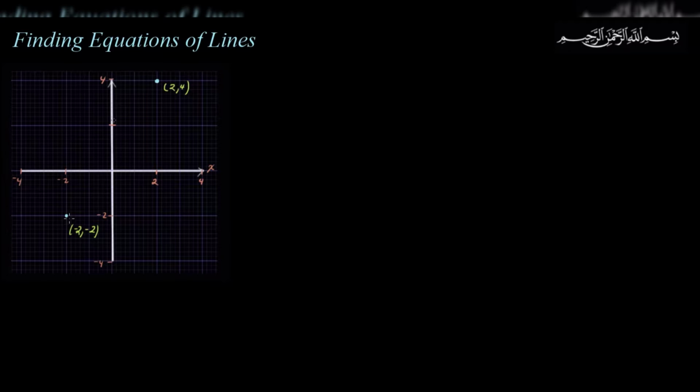So if I were to connect these two points, like this, and I was asked to find the line that goes through these two points, how would I go about doing that? So here's the line that goes through those two points, and I want the equation of this line, of this linear function. Well, if you recall, there were three ways of writing equations of lines.